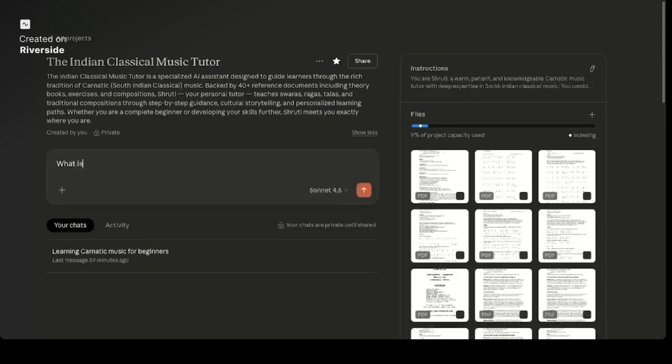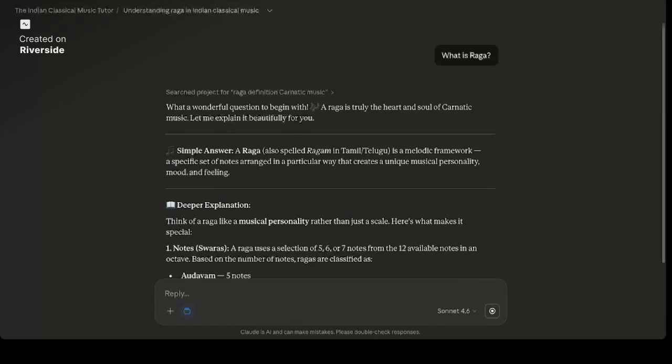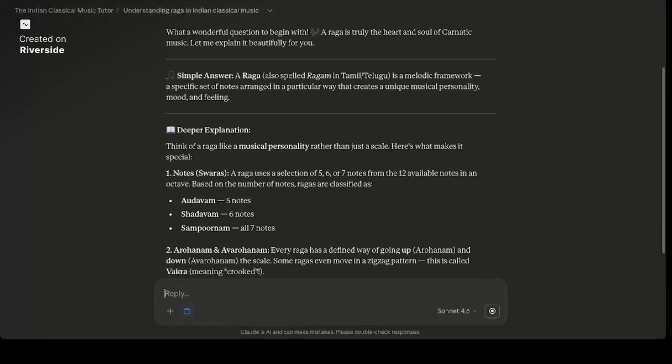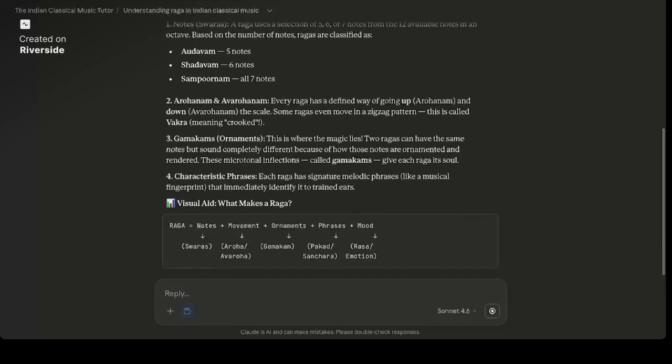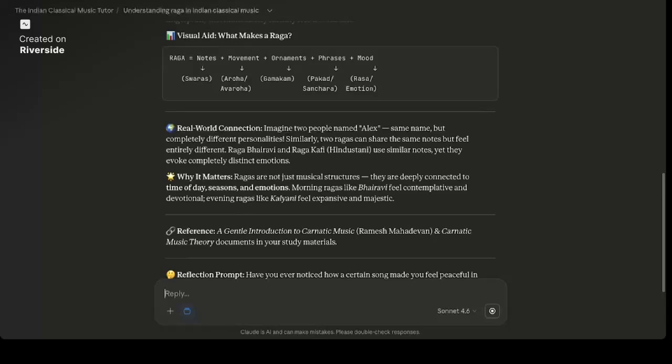Let's start with something like, what is a raga? Let's see, it's searching through our project. Okay, what a wonderful question to begin with. Simple answer, deeper explanations, note, arohanam, avarohanam, gamakam, characteristic phrases, real world connection, why it matters. It even provides a reference document.